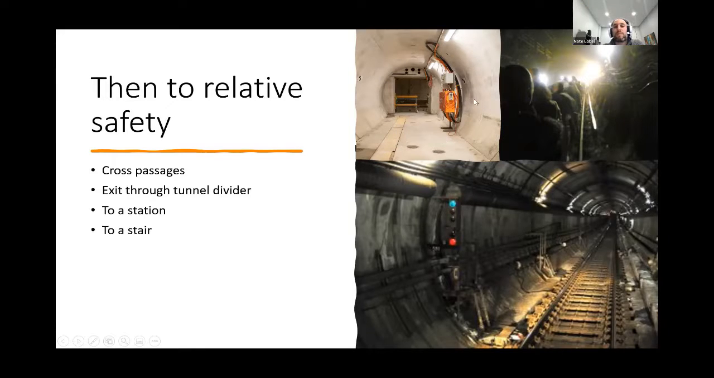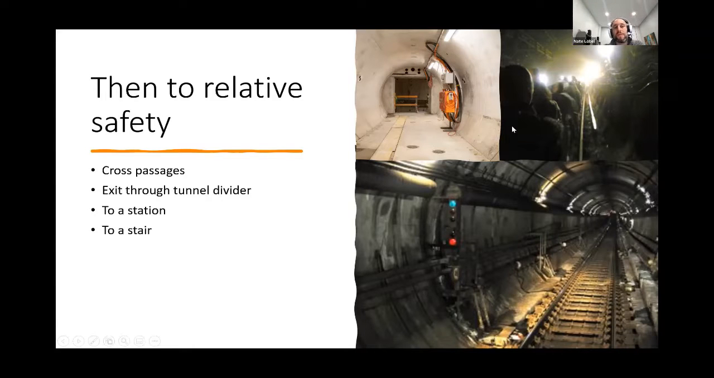But this would be the sort of arrangement that you would have. This connects two tunnels, if we're looking at that twin bore arrangement. And the idea is if you get somebody out of the fire affected tunnel, or as we call it, the incident tunnel, and into the non-incident tunnel, the non-fire affected tunnel, they're in a place of relative safety.